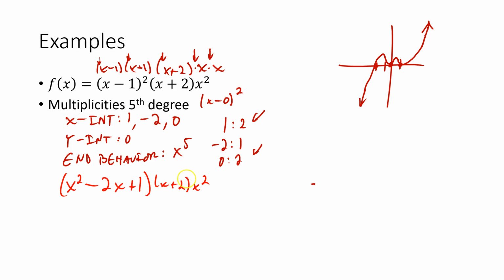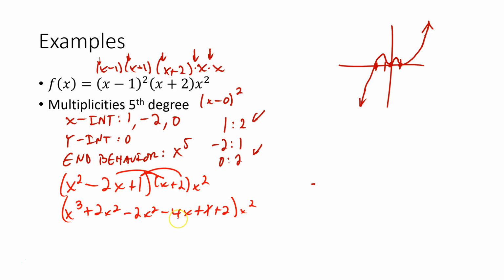So let's multiply by the x plus 2. I'm going to do one at a time again. X times x squared is x cubed. X squared times 2 is a 2x squared. Then we have minus 2x squared. That's that guy. And then we have minus 4x. And then we have plus x plus 2. Right? Plus x plus 2. This is all multiplied by x squared.